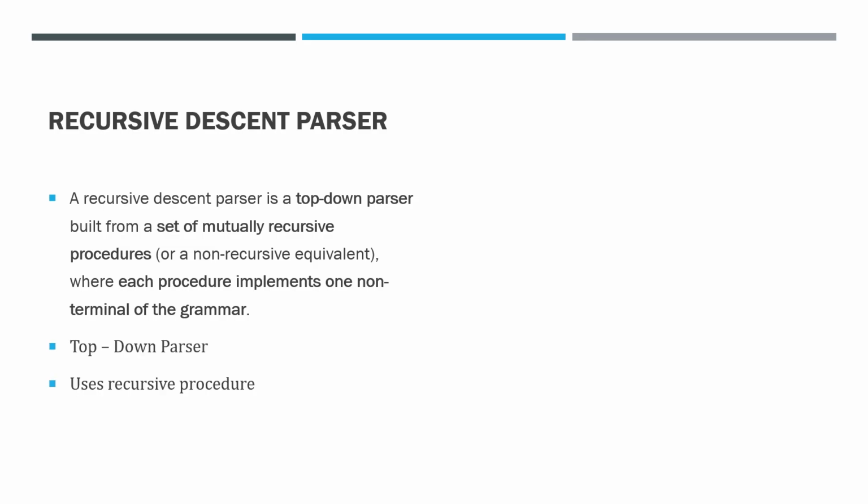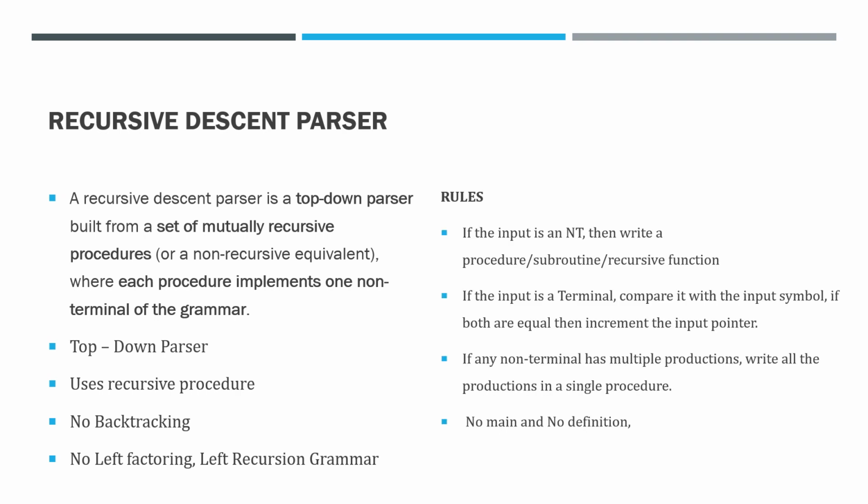It uses recursive procedures. There is no backtracking, and no left factoring or left recursive grammar is allowed in a recursive descent parser. The rules: you will be given a set of productions, which means the grammar. If the input is a non-terminal, then write the procedure, subroutine or recursive function. If it is a terminal, compare it with the input symbol. If both are equal, then increment the input pointer. If any non-terminal has multiple productions, write all the productions into a single procedure.